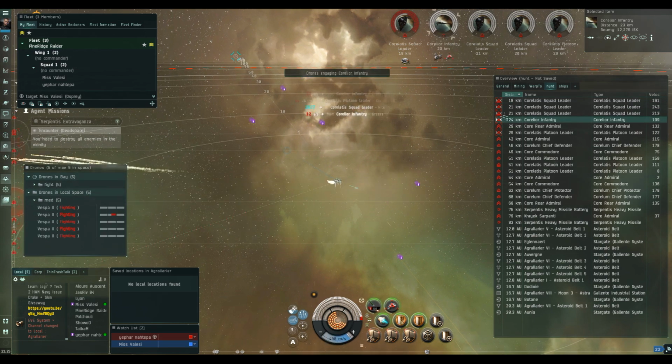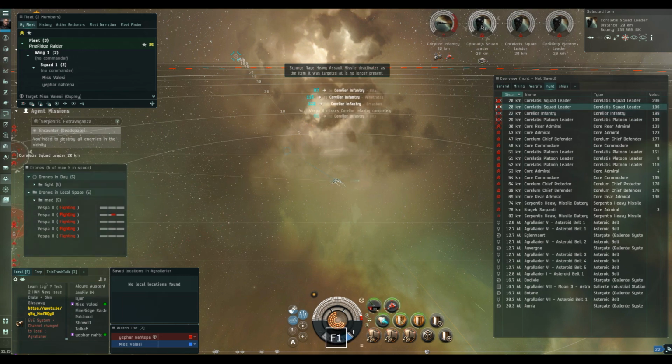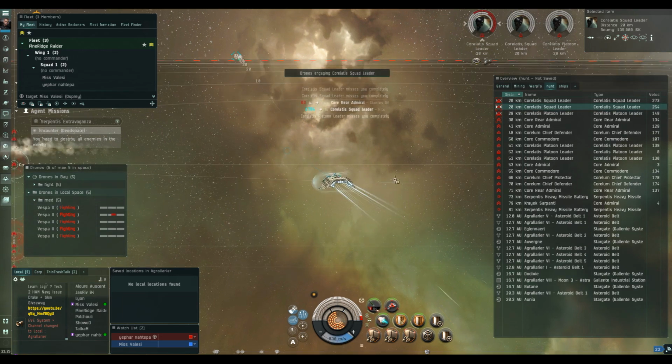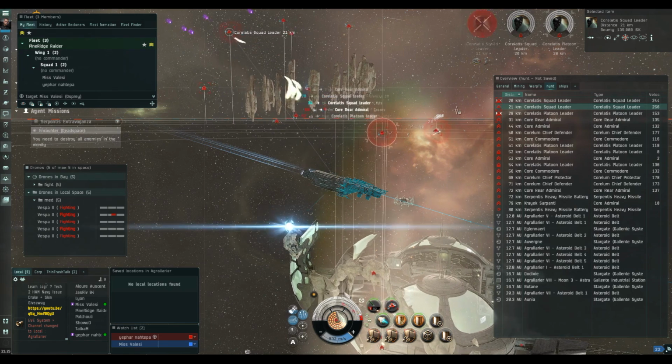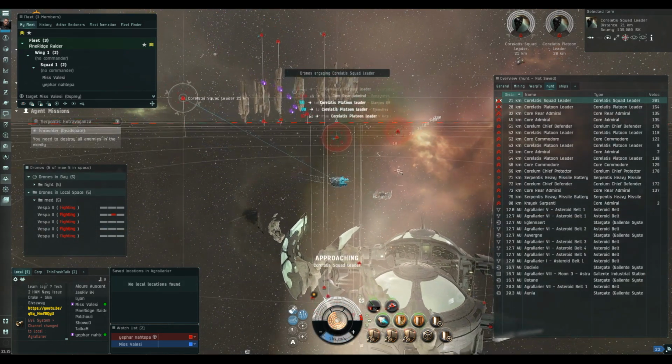I'm not going to play it at all safe. I know obviously I've got the backup of the two Ospreys just the other side of that gate in case it does get at all hairy, but we're just going to wade in here, get stuck in.